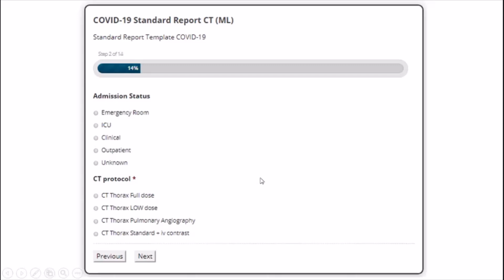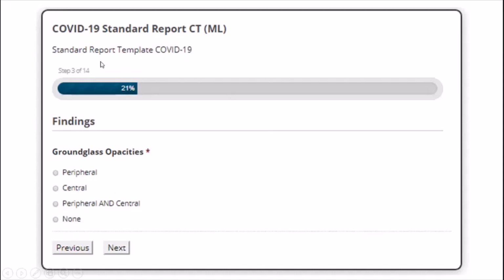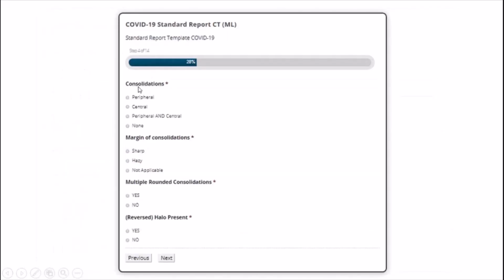I hope not, but since we will be imaging many people, and maybe we will be imaging them many times, it's better that they do not get a high radiation dose. So then you choose what protocol you use, then you click next, and then ground glass opacities: peripheral, central, or none. Next, the consolidations, the same info. Margins of the consolidations, you should comment on them. Just choose if there are multiple rounded consolidations, yes or no.